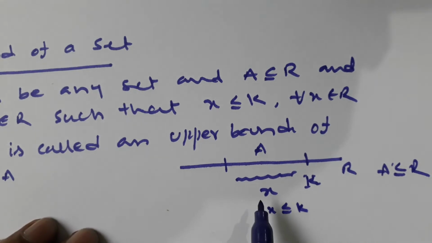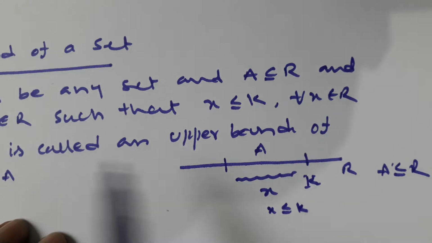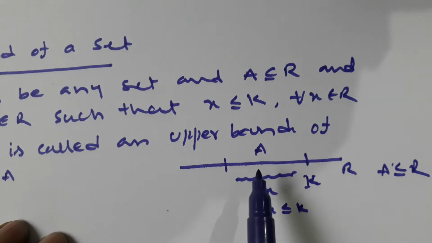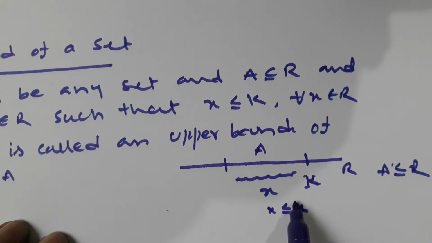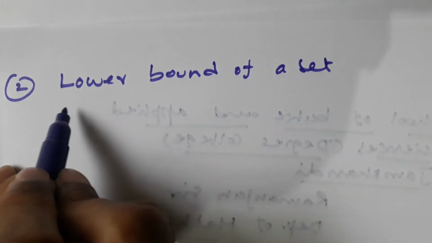See that here. As K belongs to R and A be any set, for all X belongs to A such that X is less than or equal to K, then K is called an upper bound of the set A. Even by seeing in the figure also, K will be the upper bound of the set A. Next, second point. Lower bound of a set.